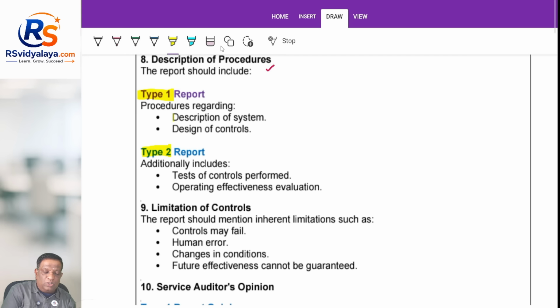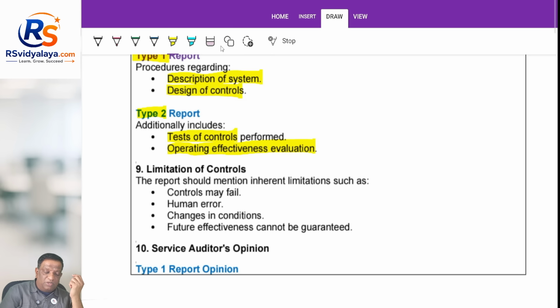If it is type 1, two points: description of the system and design of controls. In type 2, operating effectiveness. But how is the auditor confirming the operating effectiveness? Because he is testing them, and based on the output he comes to that conclusion. So that will be described over there.